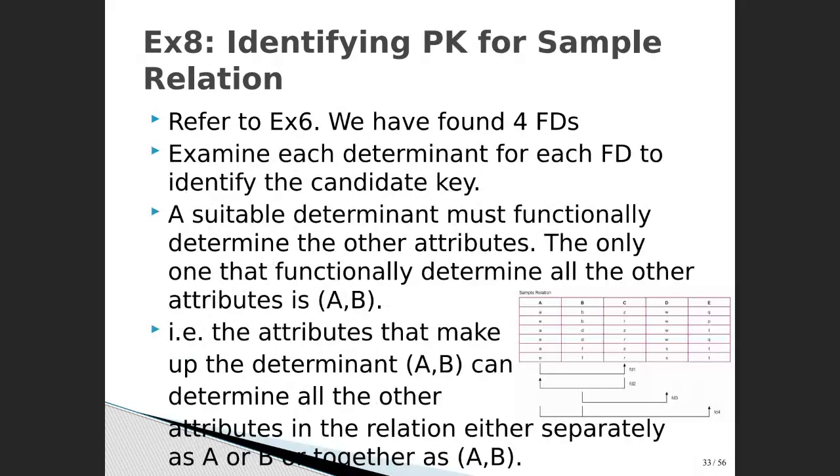In this sample relation, who can tell? Based on what we have found from the functional dependencies, we found that A determines C, B determines D, both A and B determine E. So using this information, what do you think? What is the primary key for this sample relation? A or B or what?